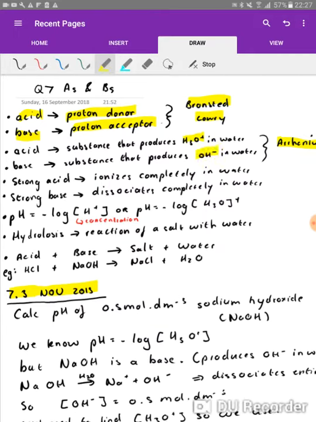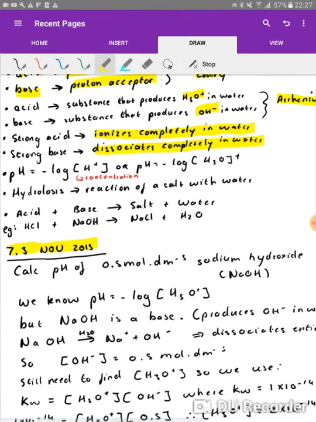And then it's just general knowledge that a strong acid ionizes completely in water, and a strong base dissociates completely in water. Every single one of these 6 points I've made so far can be asked as a straight question, like define strong acid, define strong base. What does Bronsted-Lowry say an acid is? What does Arrhenius say an acid is? Etc.